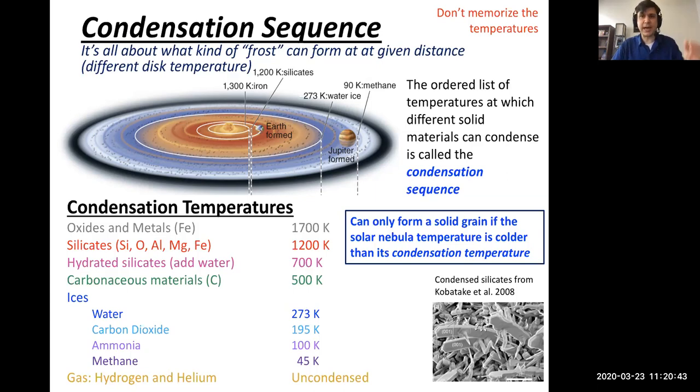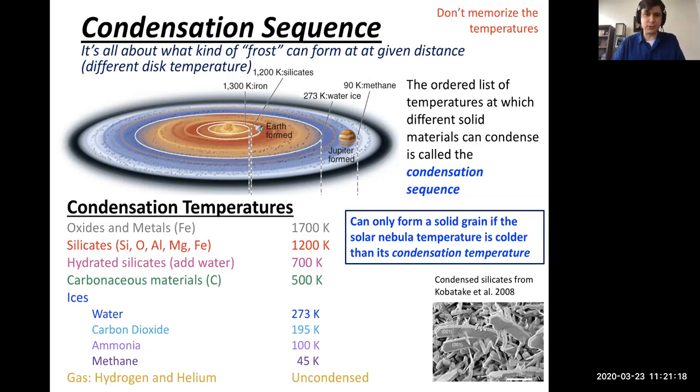What temperatures do they happen at? What are their condensation temperatures? And if we order this list from highest temperature to lowest temperature of all the possible materials that we could condense out, we have a huge temperature range, so we'll get all of them. We have what we call a condensation sequence. By no means do you have to memorize these temperatures. If I want you to use the temperatures, I'm going to give you the temperatures on exam 2 and on the final exam.